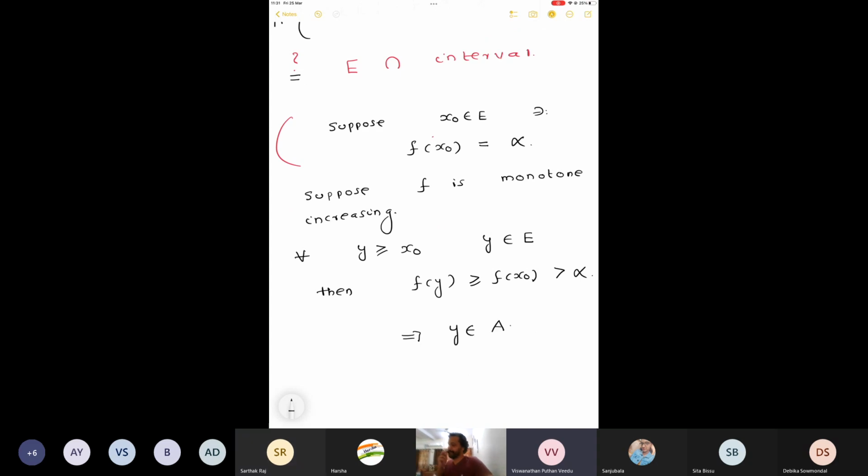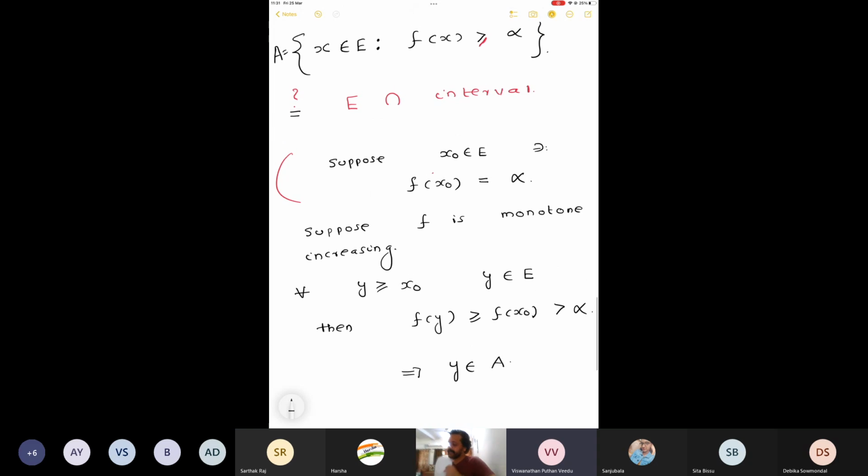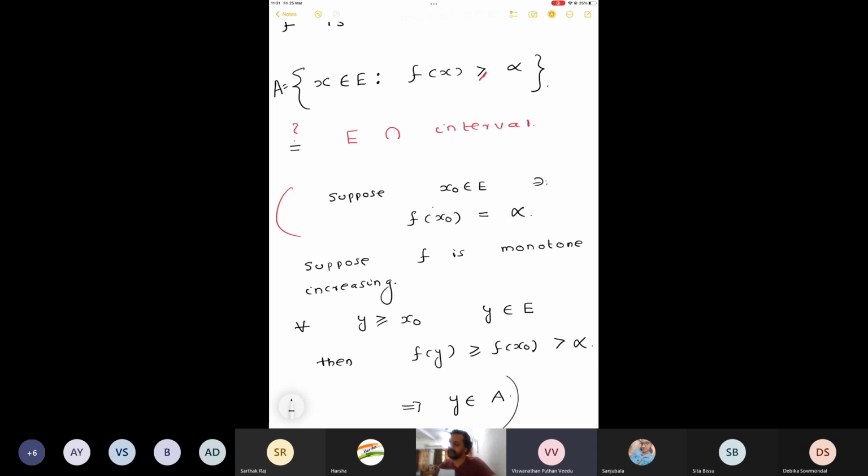Yes, sir. But again, the issue is this. You are taking a y greater than or equal to x naught and y in E. Then only I can talk about f of y. We are picking a y from an interval which is in E, so E intersection the interval. I don't understand how you are picking a y in an interval. I am talking about this set. I am not in an interval now. I am just looking at A.